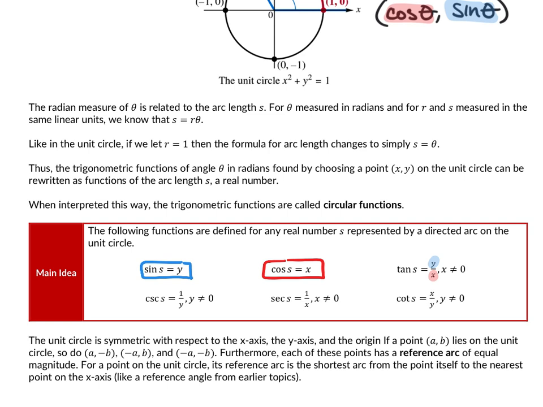Cosecant is the reciprocal of sine, so all we have to do is take the reciprocal of y, so put y on the bottom. Secant is the reciprocal of cosine, so similar, put x on the bottom. And cotangent is the reciprocal of tangent, so again, it would just flip over the tangent. So all of these values that we've defined throughout the class are still the same. If we just let r equal 1, the formulas just simplify to single letters for the most part.